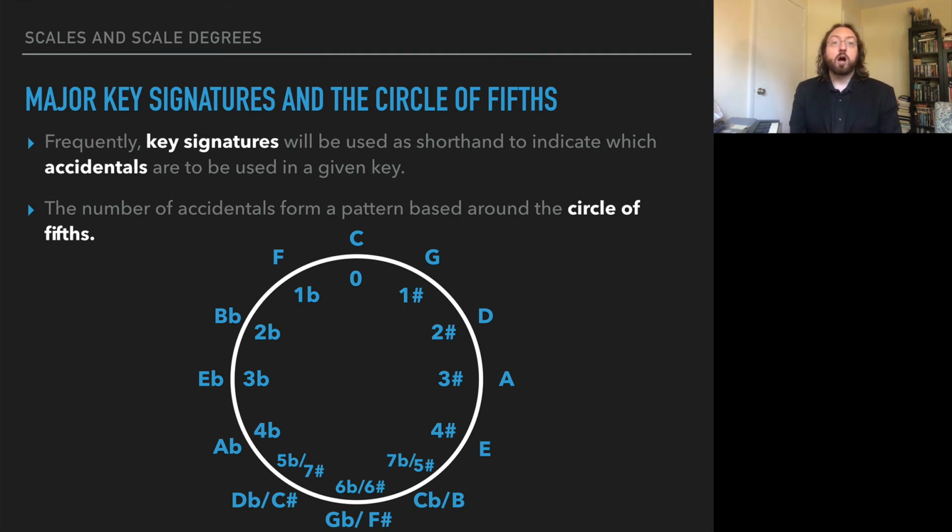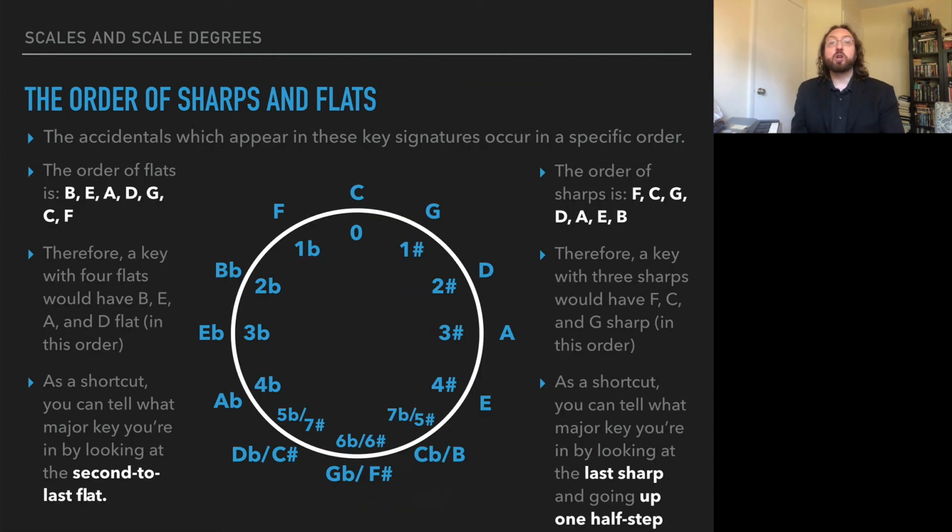So there we have our circle of fifths clock that's going to be able to tell us how many sharps and how many flats. Now we know how many sharps and flats, but we need to know which ones we put there. So the accidentals which appear in these key signatures will always occur in a specific order. So we'll begin on the left-hand side. We'll talk about the order of flats. The order of flats is B, E, A, D, G, C, and F. So if we're in a key with 3 flats, we're going to start from the first one in that list and list off those first 3 flats, B, E, and A.